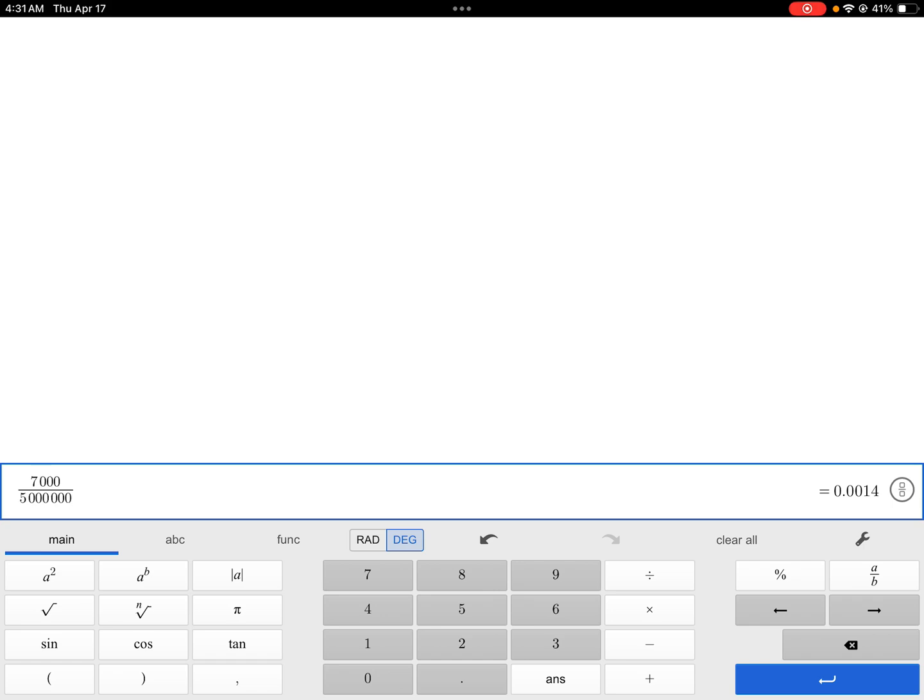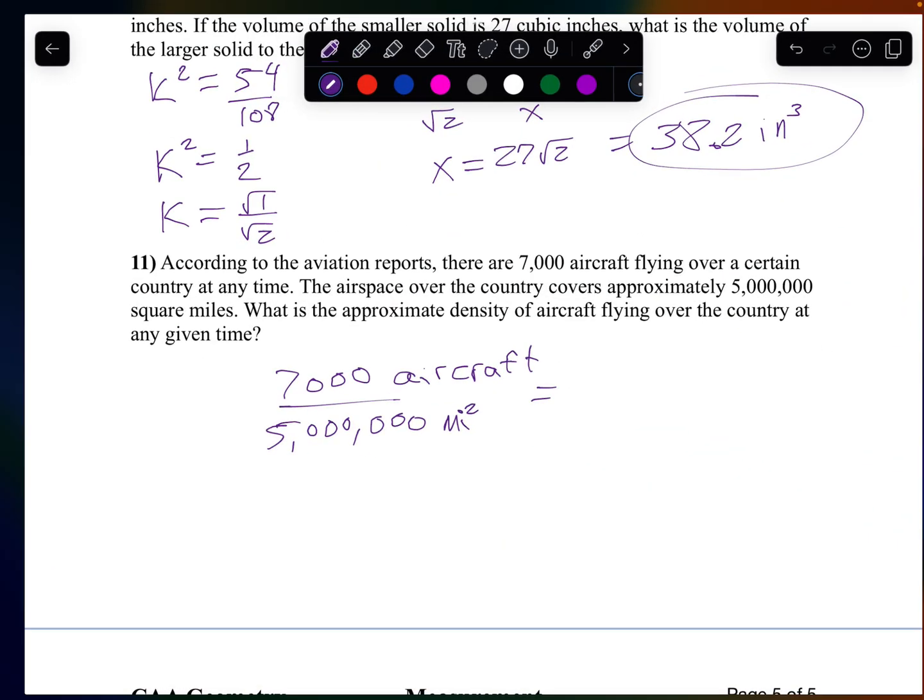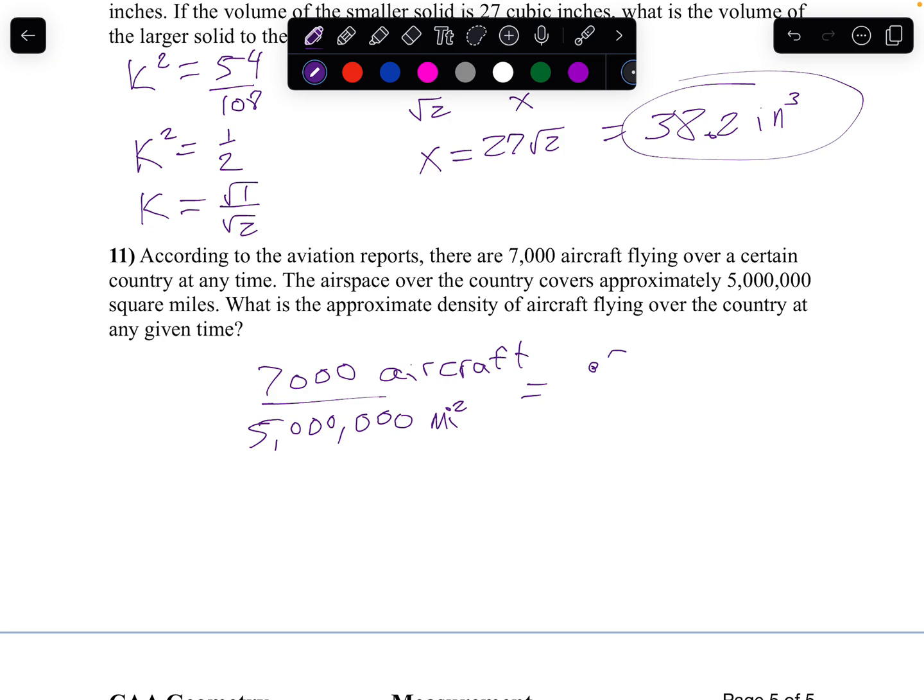Let's make sure I got my zeros right. 0.0014 would be the density. And there we have it. Nice density problem.